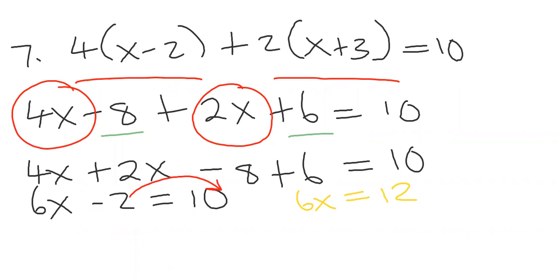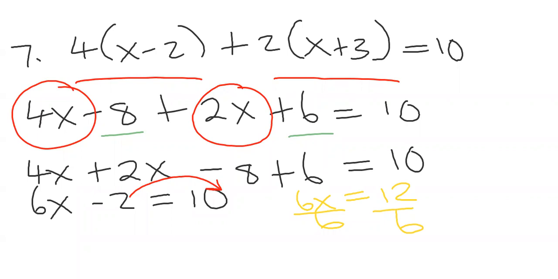Because you are taking the negative 2 to the other side, the negative 2 becomes a positive 2. And that positive 2, you add it to the 10 and it gives you 12. So you now have 6x is equal to 12. So you are solving for x, divide everything by 6.